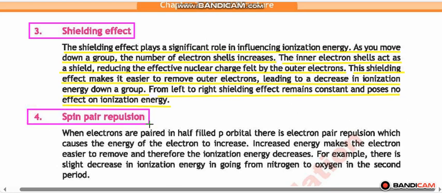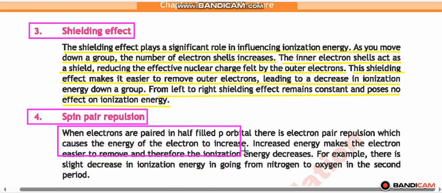Fourth one is spin pair repulsion. You have learned that there are electrons which remain in the same orbital and they have opposite spin. When the spin is opposite, they will have lesser energy or they will be stable, but when the spin is the same, then they will be in a higher energy state.